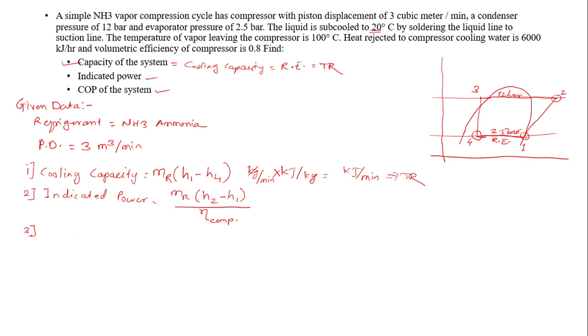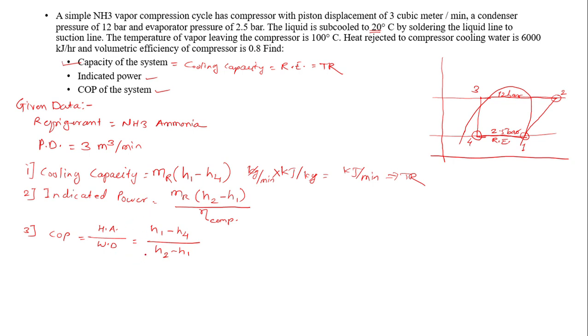And the third one is the COP of the system. COP is the heat absorbed divided by the work done. In this case, the heat absorbed is the cooling process, from H4 to H1, so the enthalpy difference is H1 minus H4. The work done is the work done by the compressor, which is H2 minus H1. These are the three basic formulas, and by using them, we can find the required quantities.